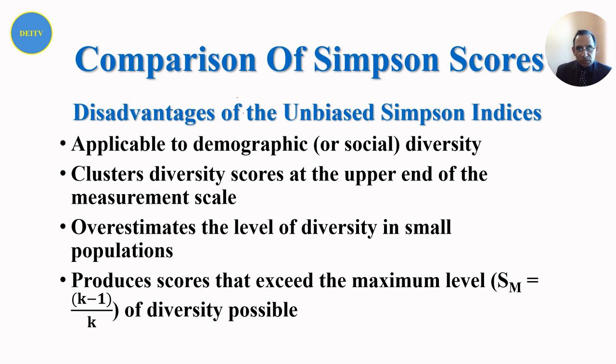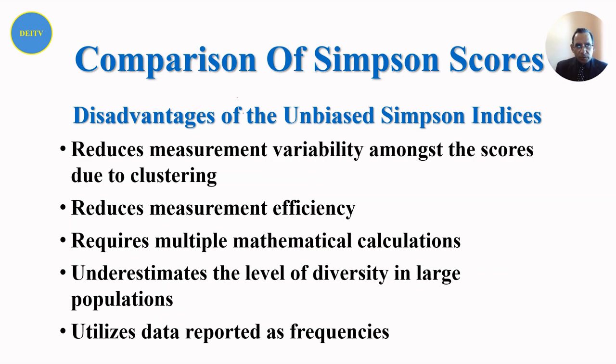The other drawback to the unbiased Simpson scores is that it produces scores that exceed the maximum possible value, and I'll demonstrate that to you during the application of the formulas. Another drawback is that it reduces the measurement variability, because the scores are clustered at the upper end. The application of the unbiased formulas also reduces measurement efficiency, because it requires more mathematical calculations to obtain a diversity score, and because it requires more calculations, it becomes less efficient.